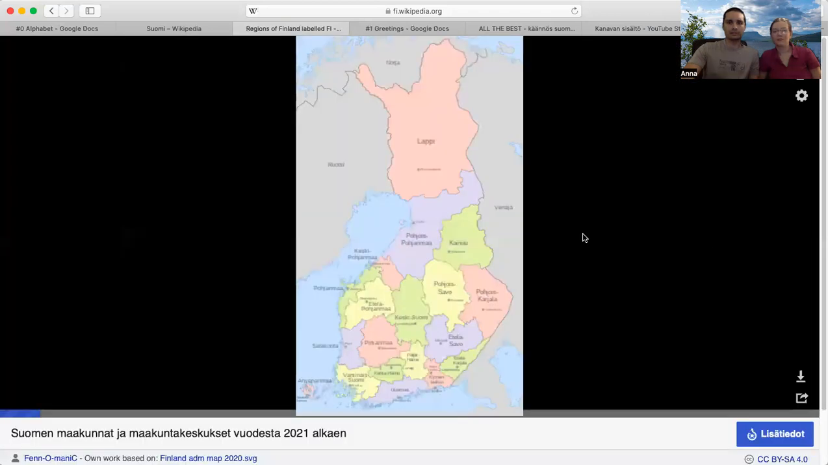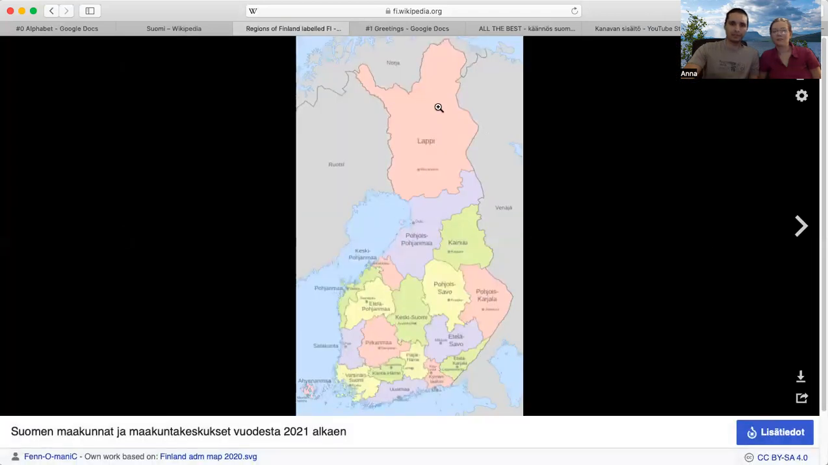Let me show the provinces quickly. Here you can see the provinces of Finland. Lapland is here. It's huge, but only 120,000 people, 200,000 reindeer. And the remaining provinces of Finland have 5.4 million. So not that many people living here.